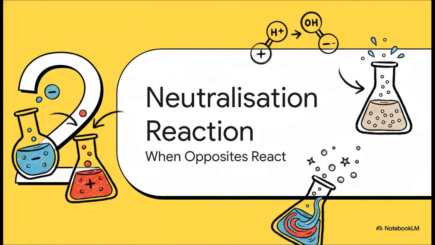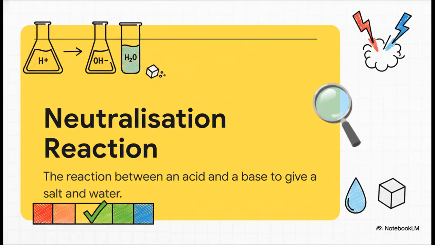Now, let's dive into the main reaction of this chapter. What happens when we mix an acid and a base? This is a very specific type of chemical reaction. This is a very important definition for your exams. The process is called a neutralization reaction. Why neutralization? Because the acid and the base nullify or cancel out each other's effects. Please make a note of this definition.